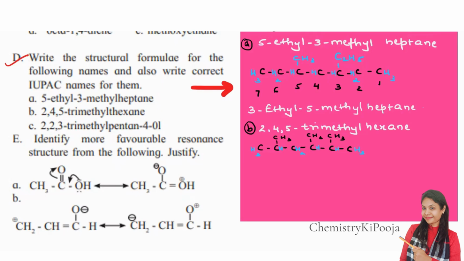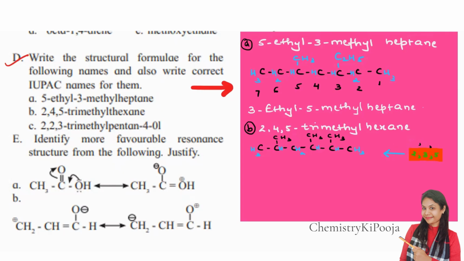Clear? Talking about the naming now. If I go from left to right, the positions I'm getting are 2, then 4 and 5. But if I number it from right to left, the positions I'm getting are 2, 3 and 5. So out of these two, definitely the one which is lower, I'm going to select. And which is the lowest one? This one, 2, 3, 5. Okay, so I'm going to select from right to left.